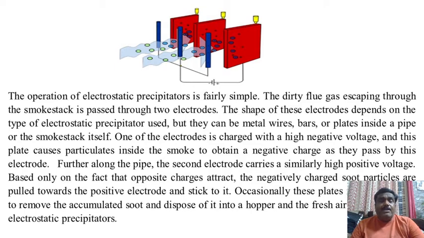As they pass by this electrode, further along the pipe, the second electrode carries a similarly high positive voltage, based on the fact that opposite charges attract. The negatively charged soot particles are pulled towards the positive electrode and stick to it. Occasionally, these plates are cleaned to remove the accumulated soot and dispose of it into the hopper, and fresh air passes from the electrostatic precipitator.